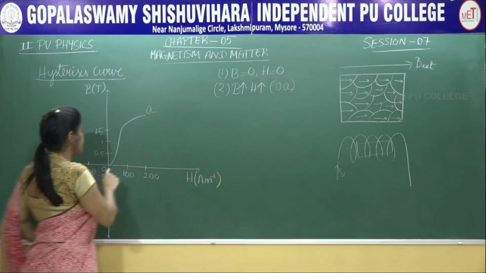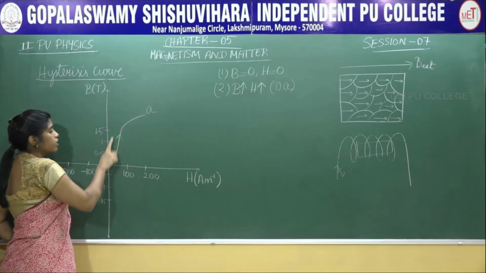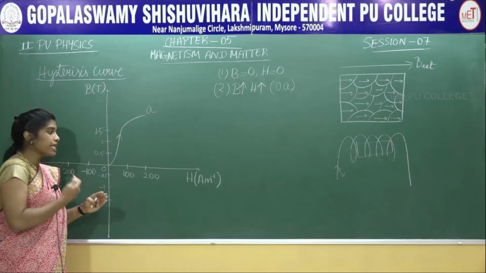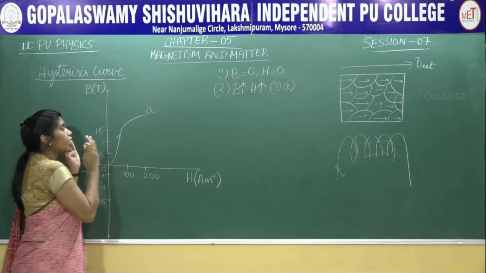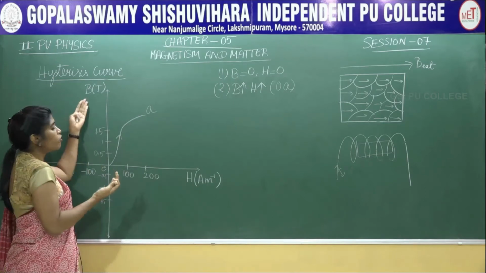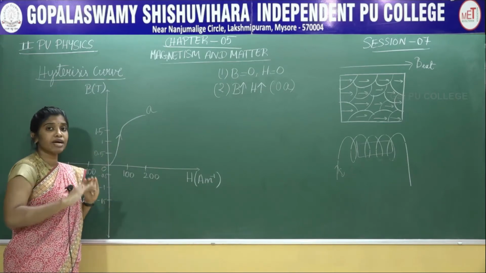It is represented by the curve OA. The curve will increase in this direction. Now, I am going to decrease the value of H. I know now I cannot further increase the value of H because the value of B has become maximum.